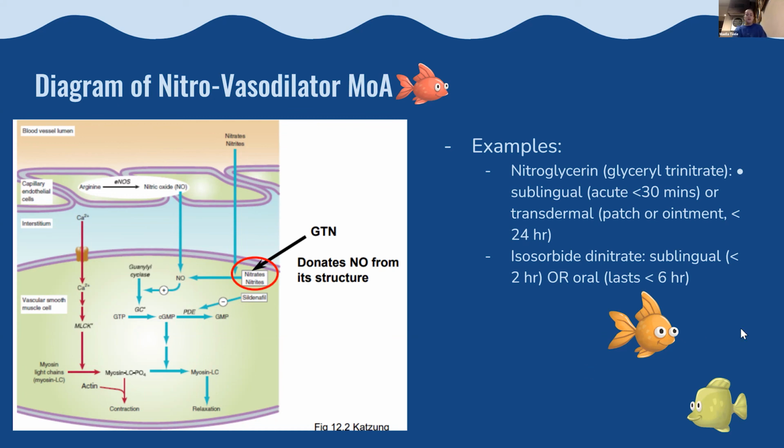So 2 examples of our nitrate drugs. We've got nitroglycerin, which is administered sublingually or transdermally. Sublingually is for more acute episodes. The effectiveness is only about 30 minutes, and transdermally can last for a day. And then another type, you've got isosorbide dinitrate, which can also be administered sublingually, again for an acute episode, only 2 hours, or orally.